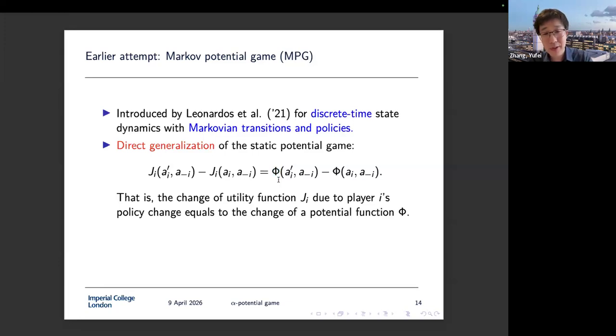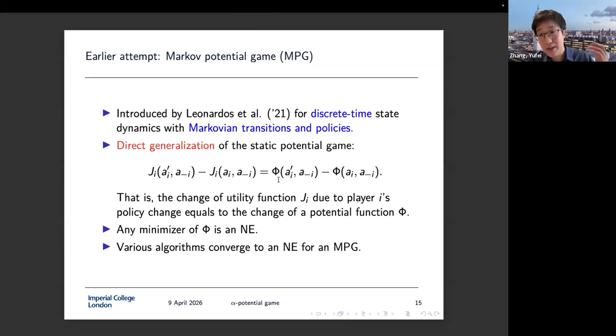And as you can imagine, you have the same advantage, in the sense that any minimizer of this potential function phi becomes a Nash equilibrium. And then if you know a dynamic game is a Markov potential game, then many algorithms converge to a Nash equilibrium. Of course, however, there is a limitation about this concept of Markov potential game.